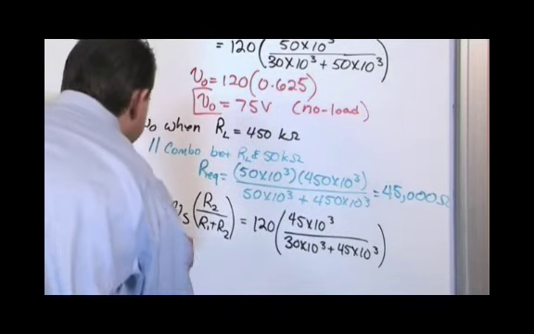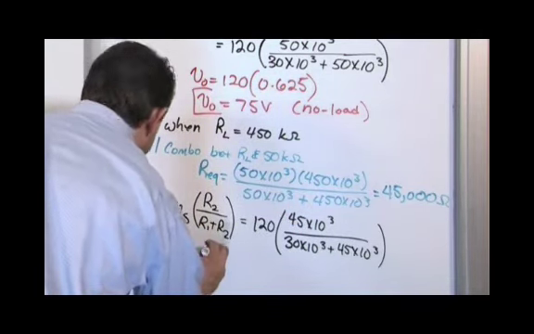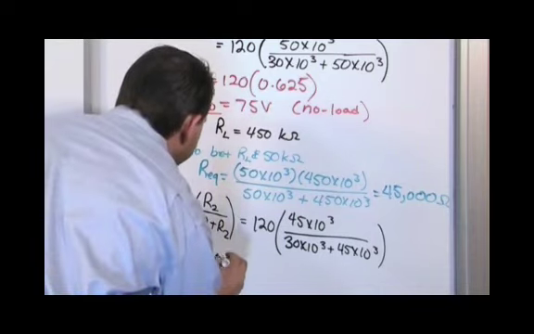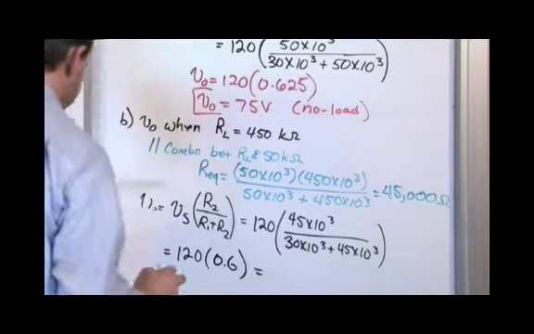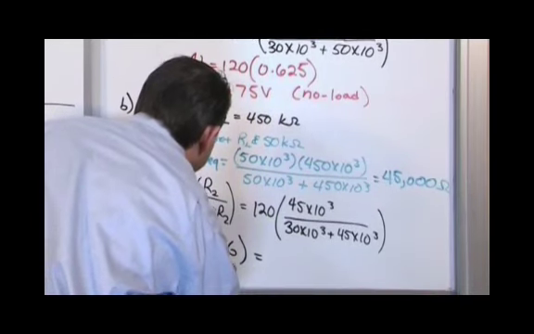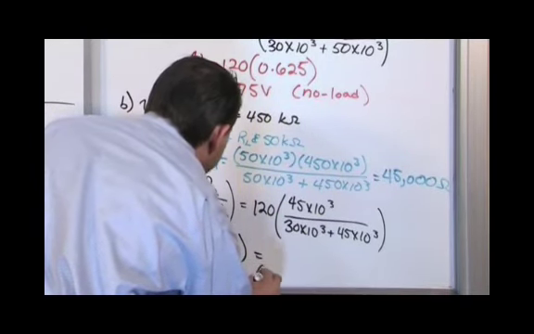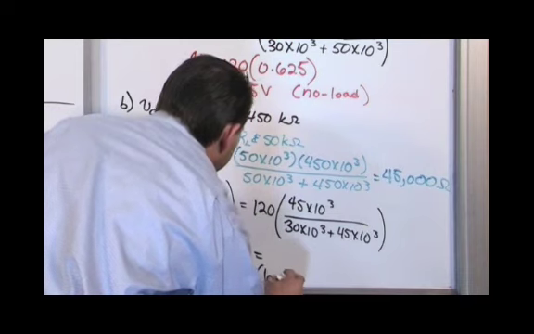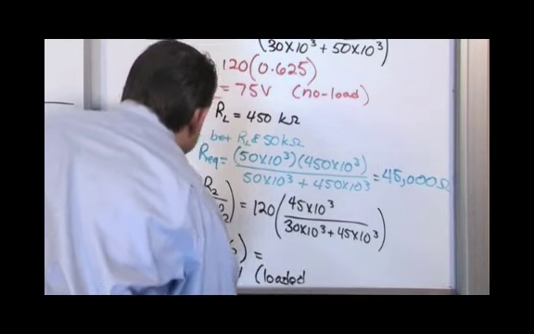What we're going to get here is 120 times 0.6. And then when we do that multiplication, we'll get 72. Let's just rewrite it here. V naught is 72 volts, and I'm going to put loaded, just to make sure everybody understands. Now look at the difference.